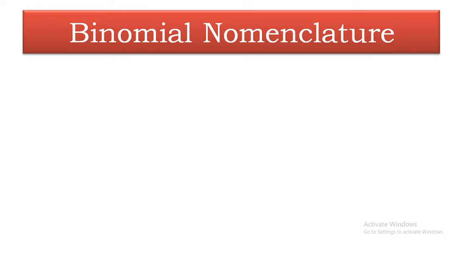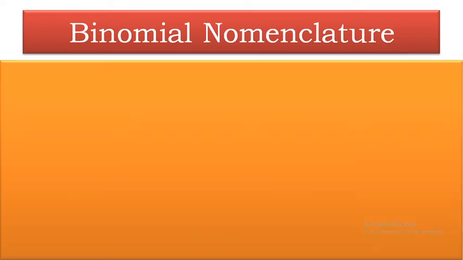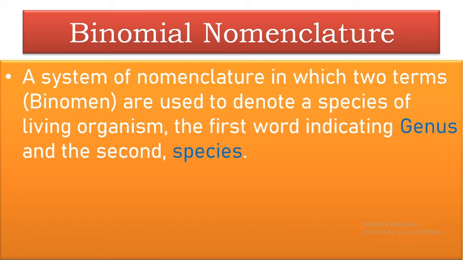We should know what this binomial nomenclature is utilized for and what it actually means. Binomial nomenclature is a system of nomenclature in which two terms, this combination of two terms called a binomen, are used to denote a species of living organism, and of these two names, the first word indicates the genus and the second is of species.